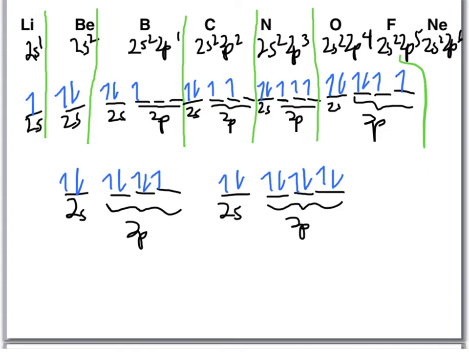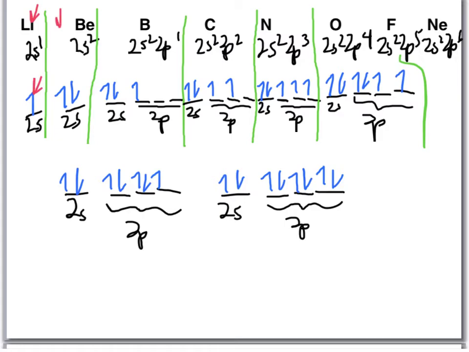So we'll start over here with lithium. Notice it's got one electron in the 2s. Well, its ionization energy is pretty low. In other words, it wants to lose this electron. It's easy to remove that electron because if it loses it, it has a noble gas configuration. Helium is the element right before it with 1s2, and so lithium's ionization energy is pretty low.